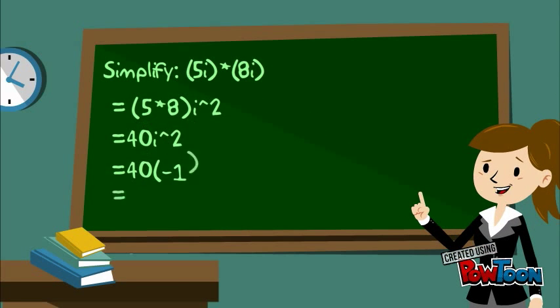Next, simplify 5i times 8i. First, multiply the numbers 5 times 8 followed by i times i or i squared. Simplify to 40i squared. Since i squared equals radical -1 times radical -1, your final answer will be -40.